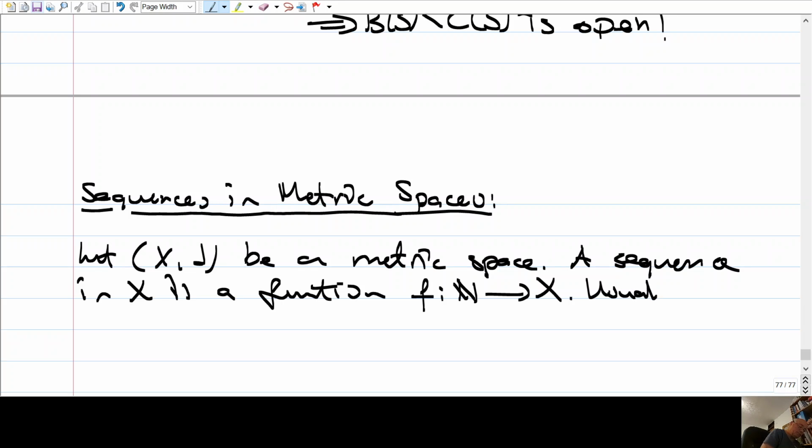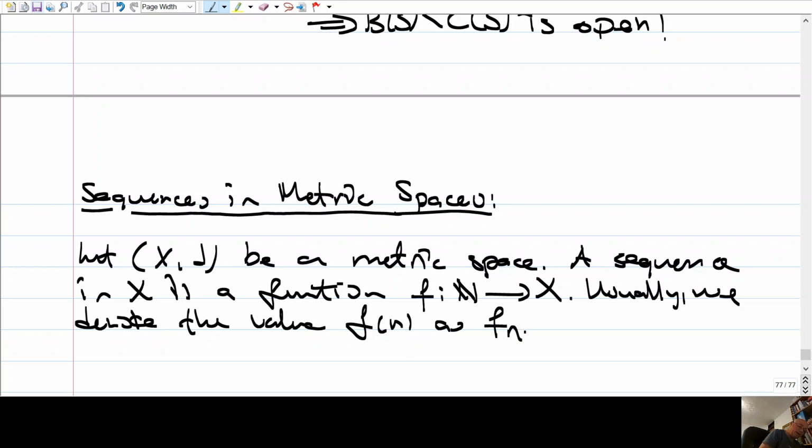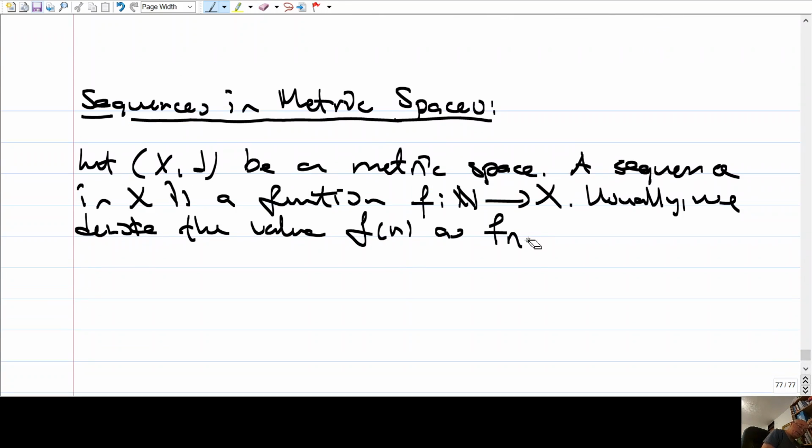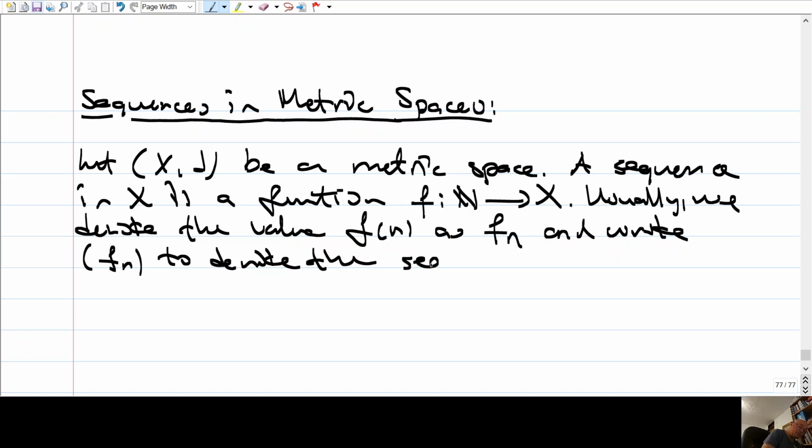Usually we denote the image, the value f(n), as f sub n, right? And write (f_n) to denote the function or sequence. We don't write a sequence as a function from N to X. We simply denote it this way. So in other words, we just list the values of the function, right? f_n is just f of n, the value of the function at n. Okay, we can do this because the natural numbers are countable. That's the reason.